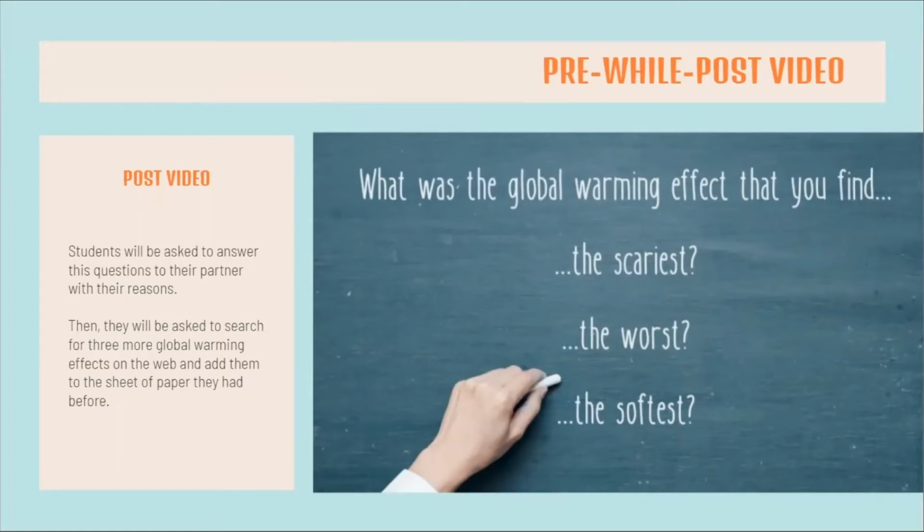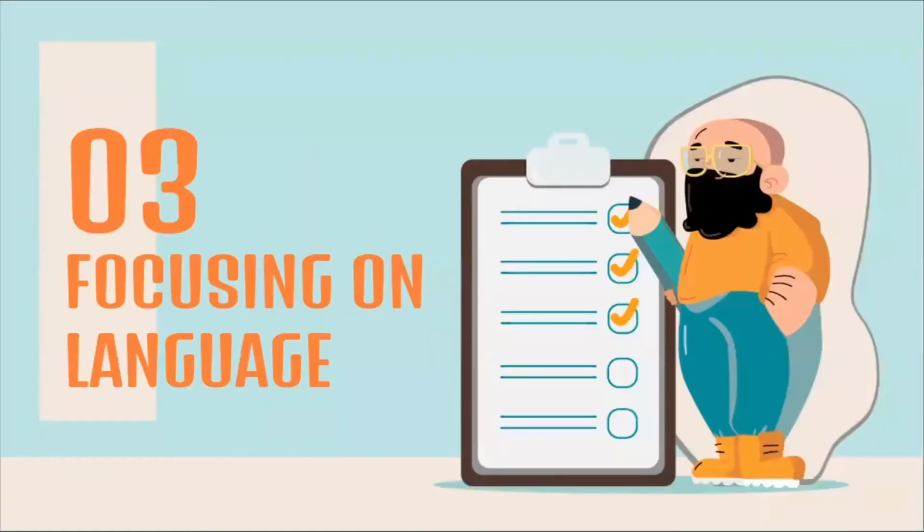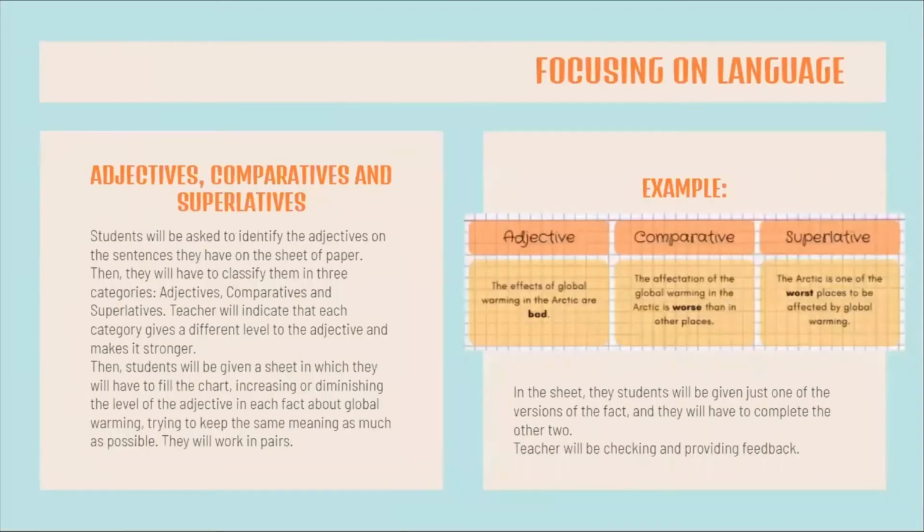Now we will continue with the third stage, which is focusing on language. For this part, we will focus on adjectives, comparatives, and superlatives. Students will be asked to identify the adjectives in the sentences they have on the sheet of paper. Then they will have to classify them in 3 categories: adjectives, comparatives, and superlatives. The teacher will indicate that each category gives a different level to the adjective and makes it stronger.